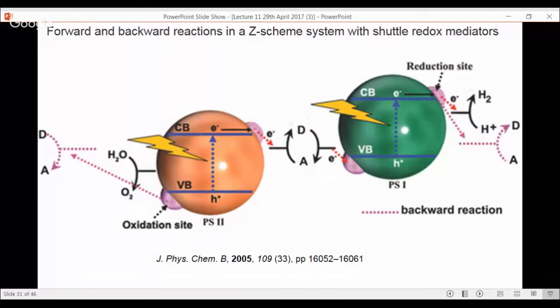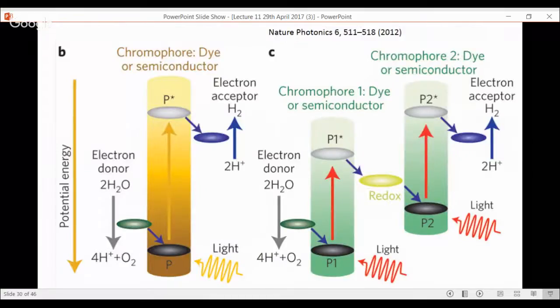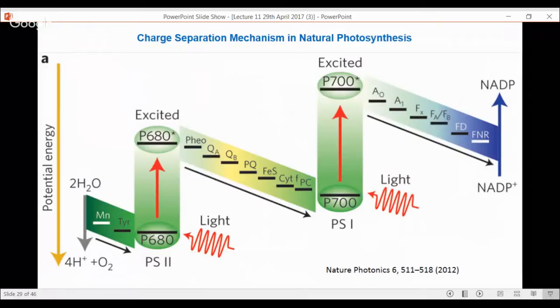Forward and backward reactions in the Z scheme system with the shuttle redox potential. These are all pictorial representations of all the processes. The only thing that I have to tell you is, why did I come to the conclusion that the one-dimensional materials are important?